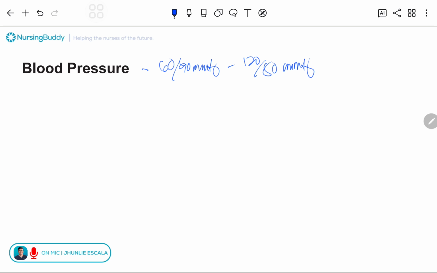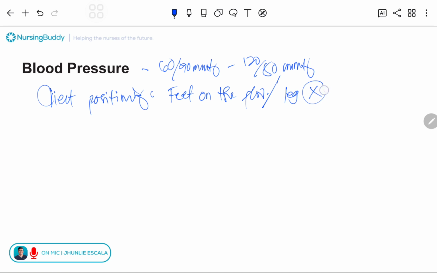Okay, so big thing here, what's the most important to take note here is the client's positioning. Okay, positioning of the client. So the feet must be on the floor. Tandaan po natin, on the floor. Okay, and another big thing is that legs must not be crossed. Okay, the legs must not be crossed because it can give us an alteration in the results.